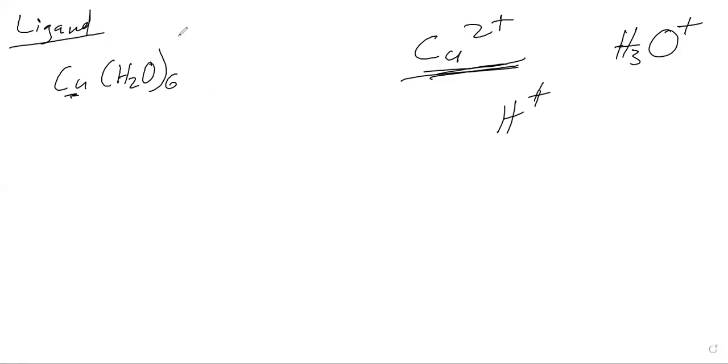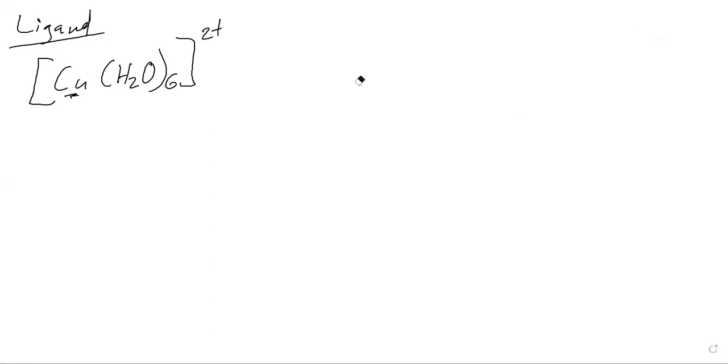So the 2+ will actually be outside of the bracket. This is the ligand with copper, so this is actually Cu2+. But to keep it simple, outside of this topic, we just write Cu2+. But in reality, this is the complex ion. All right, so this is copper with the ligand. What would be the color of this, by the way? Blue.